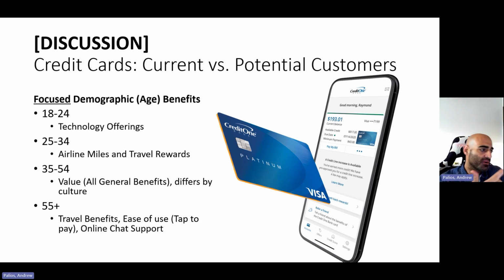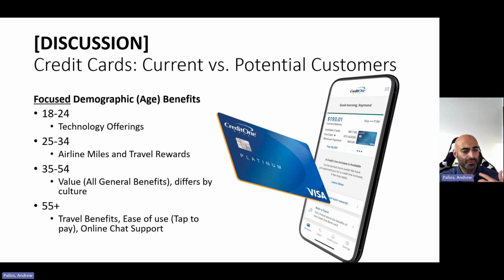Okay, so let's just say we're a credit card. 18 to 24, what would our 18 to 24 range of folks be interested in? Well, technology offerings. How easy is the app to use for the credit card? Can I see my balance right away? Can I order a new credit card if I lose it? Things of that nature. Those are the kinds of things that an 18 to 24-year-old would be thinking about when they're trying to figure out whether to buy a Visa, MasterCard, etc., right? Just one example. 25 to 34-year-old range.